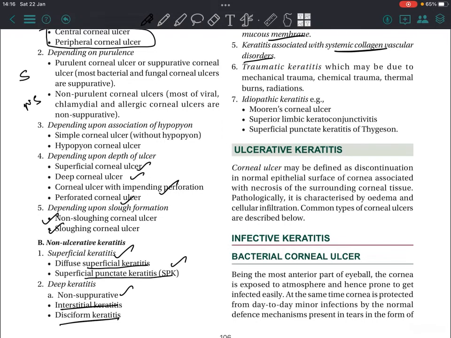Traumatic keratitis, which may be due to mechanical trauma, chemical trauma, thermal burns, radiation, etc. Idiopathic keratitis: Mooren's corneal ulcer, superior limbic keratoconjunctivitis, superficial punctate keratitis of Thygeson.